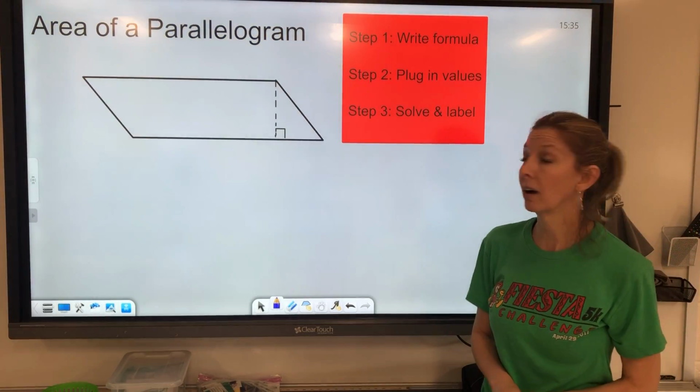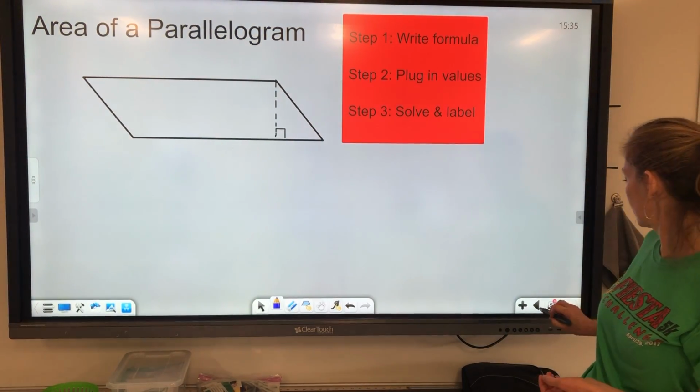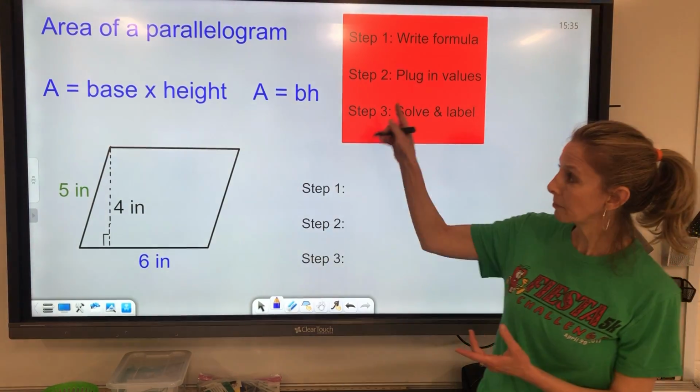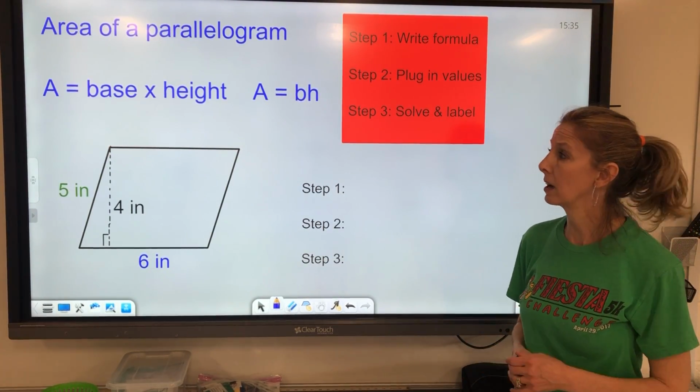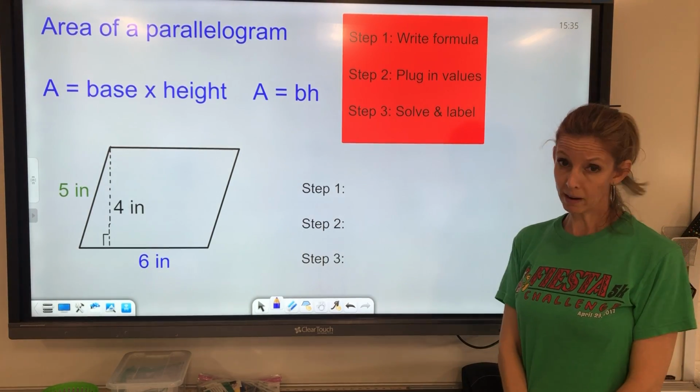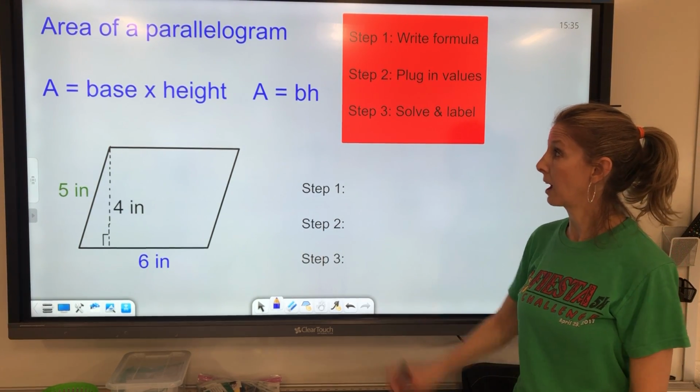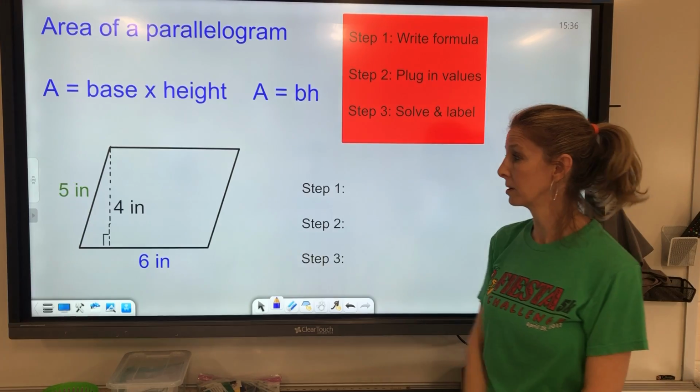Now let's talk about the area of a parallelogram. Whoops, I think I skipped a slide. There we go. Area of a parallelogram. This might be a new shape for you on finding area. So the area of a parallelogram is equal to the base times the height, or we can just write it like this, of course.